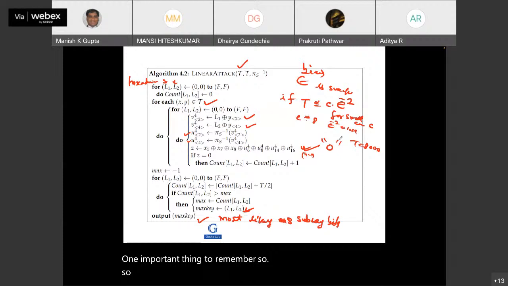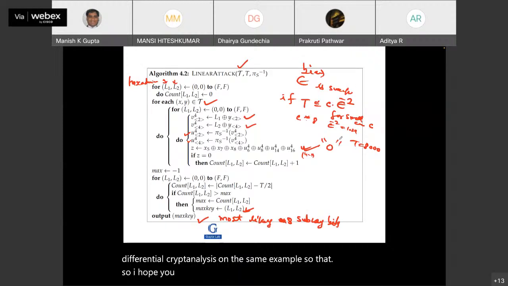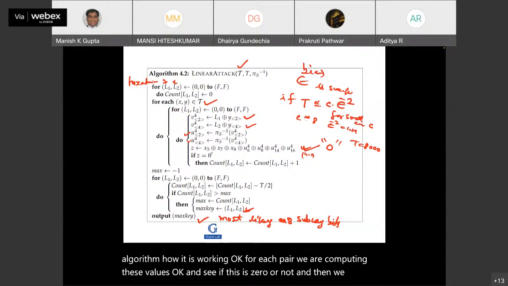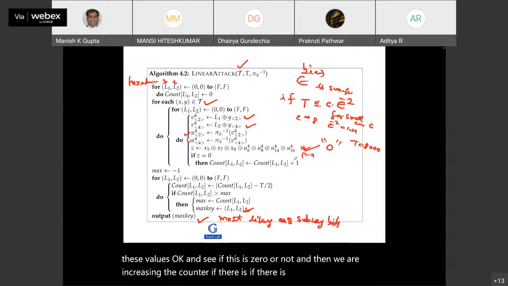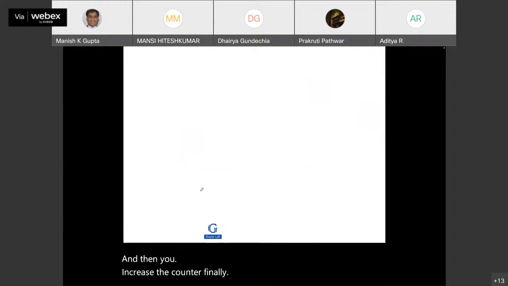So now, this was the basics of linear cryptanalysis. Now I'm going to give you some idea about differential cryptanalysis on the same example. So I hope you got some basic idea about this algorithm, how it is working. For each pair, we are computing these values and seeing if it is zero or not. And then we increase the counter if we find a value which is zero. Okay, so now we are ready with differential cryptanalysis.